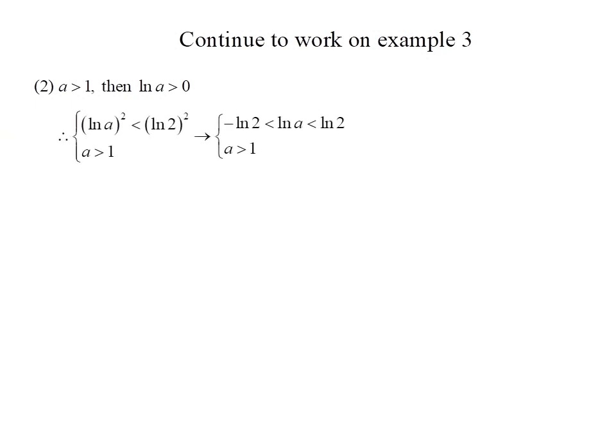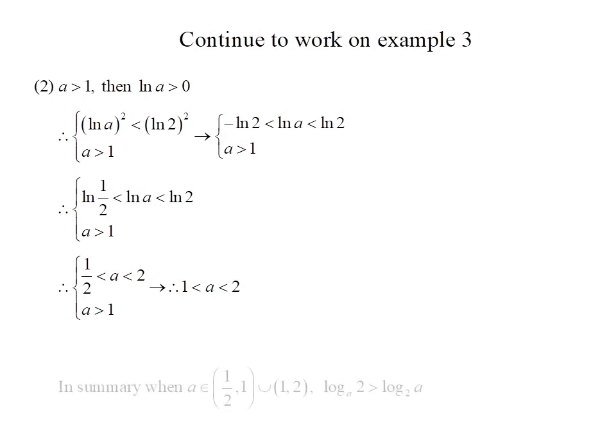Here we continue to work on the alternative approach for example 3. When a is greater than 1, in this case, natural logarithm of a is greater than 0. Hence, we have two simultaneous inequalities established here. One of them is natural logarithm squared of a is less than natural logarithm squared of 2. The second one is a is greater than 1. After transforming and simplifying them based on the logarithmic laws, the value range of a is obtained, which is between 1 and 2, not including both endpoints.